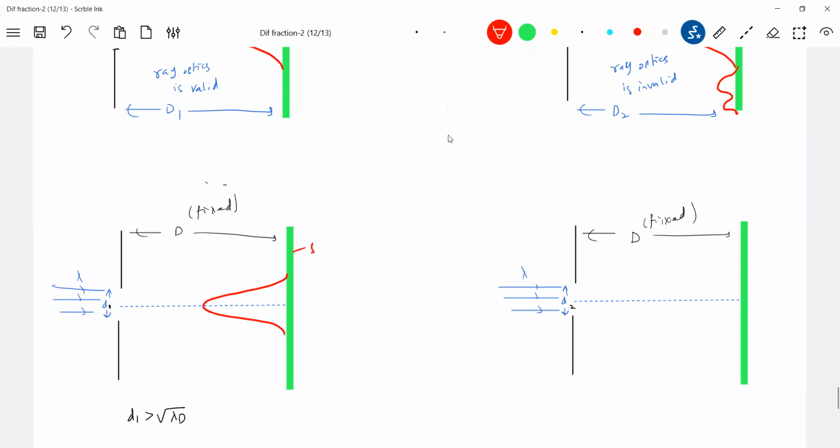Screen fixed. Slit width is varying. Ray optics is valid, no?